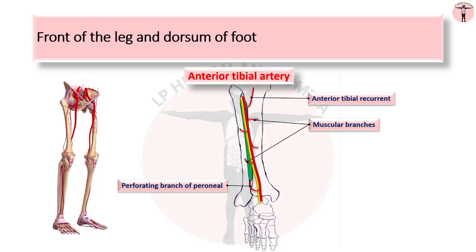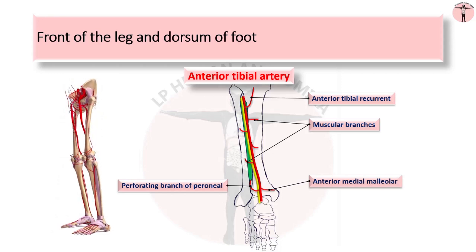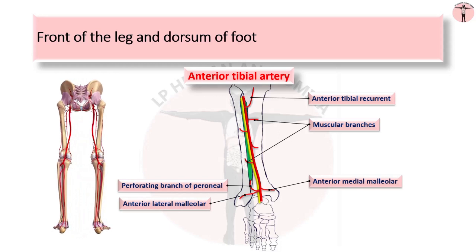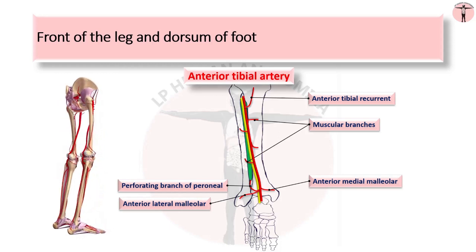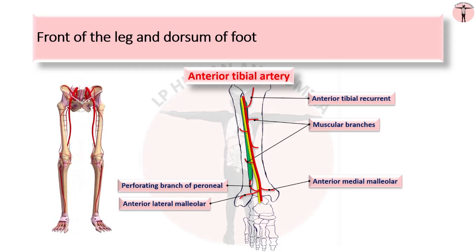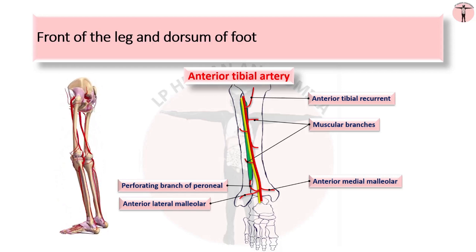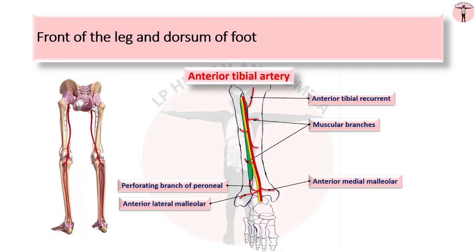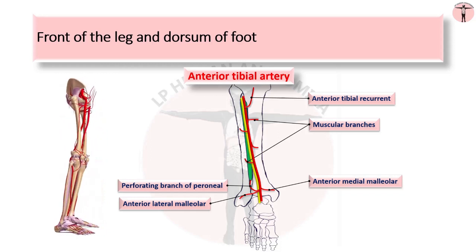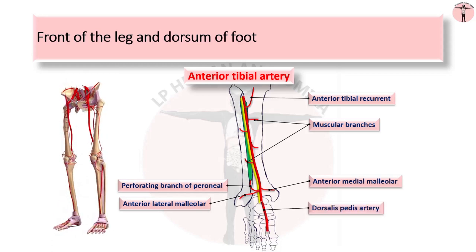Distally, the anterior tibial artery gives rise to an anterior medial malleolar artery and an anterior lateral malleolar artery, which pass posteriorly around the distal ends of the tibia and fibula respectively and connect with branches from the posterior tibial and fibular arteries to form an anastomotic network around the ankle joint. It continues below on the dorsum of the foot as the dorsalis pedis artery.